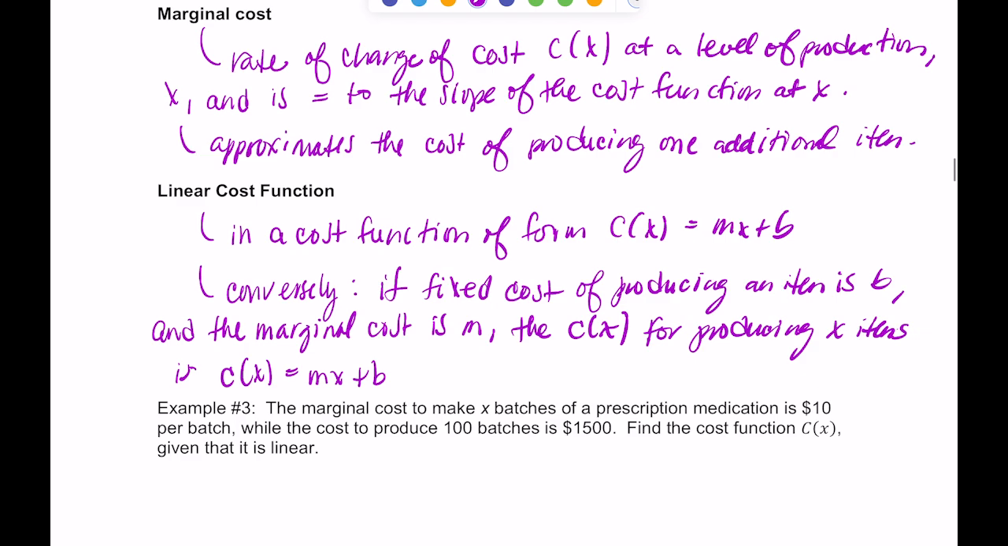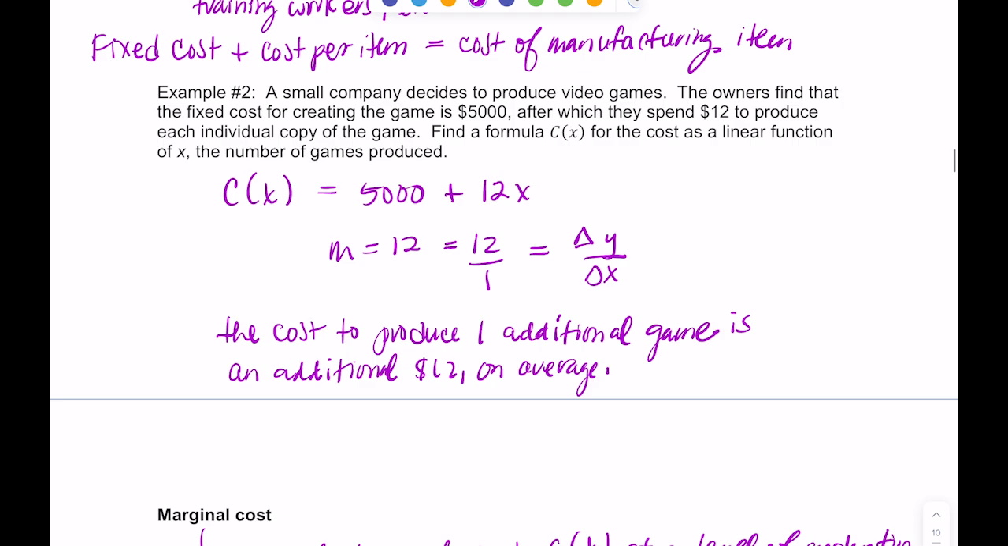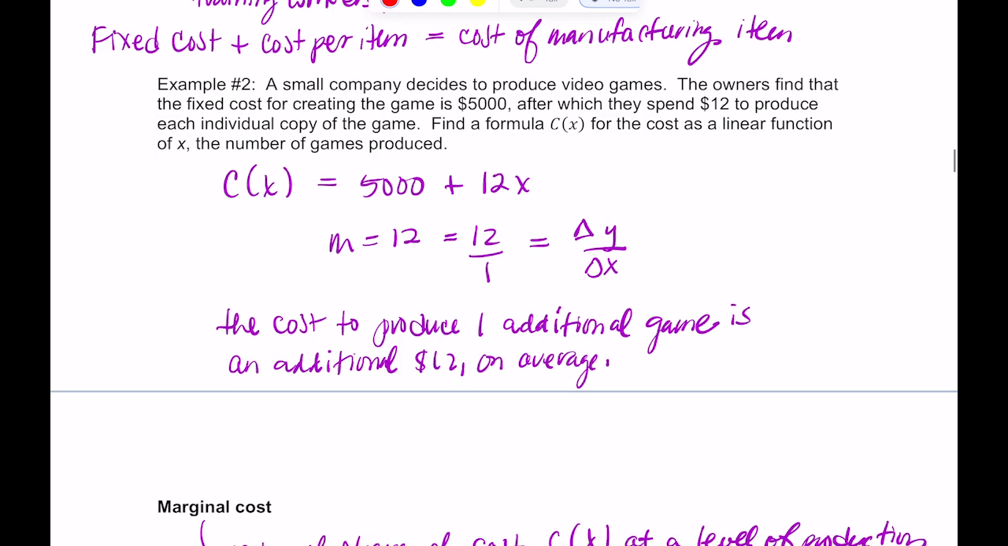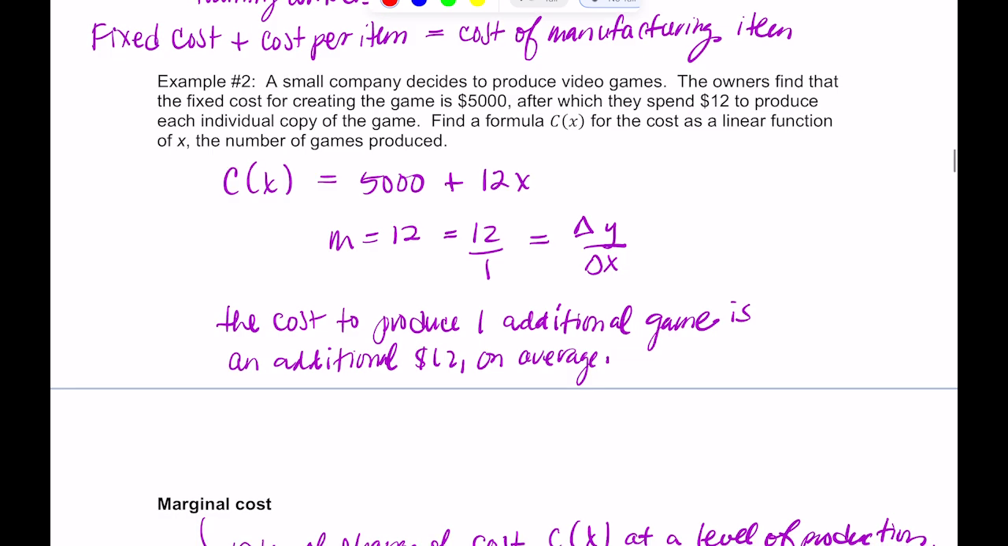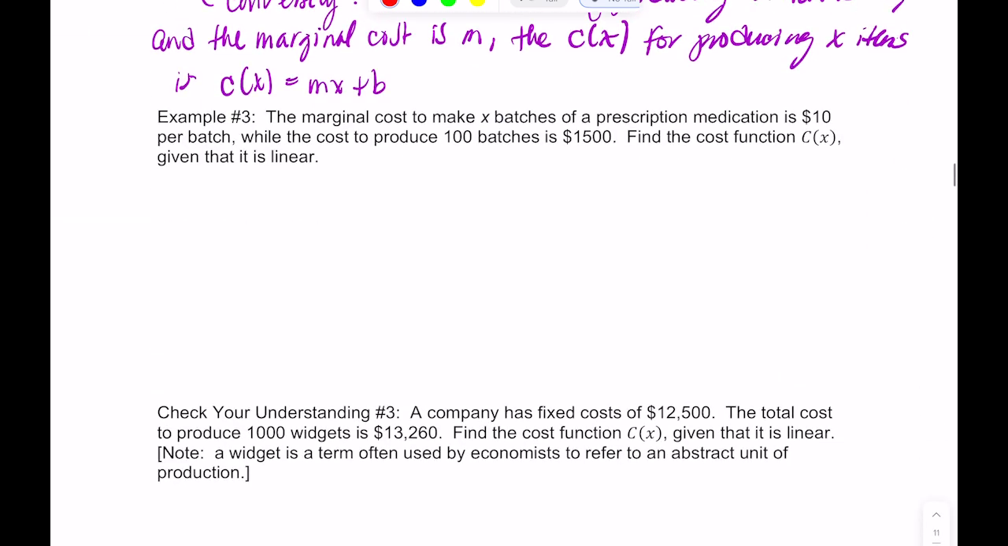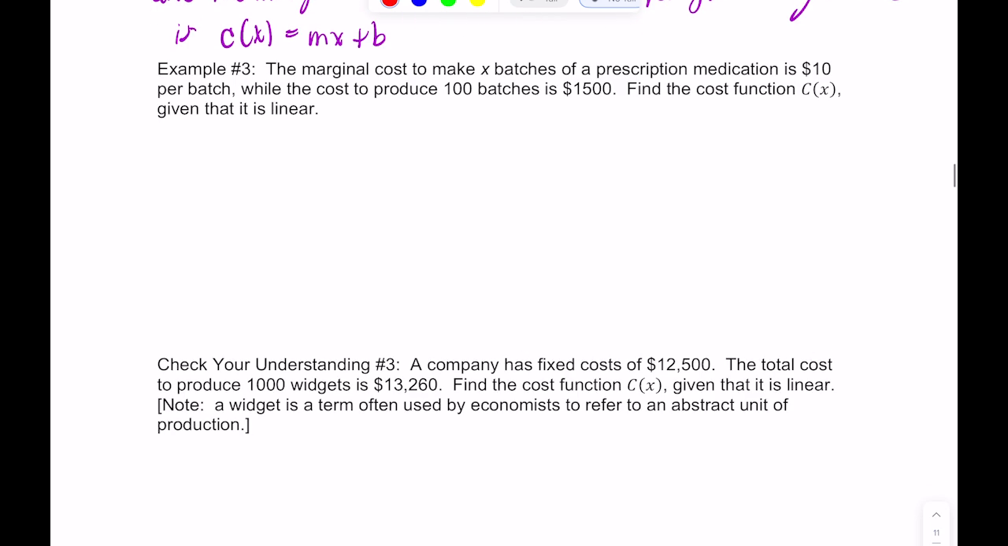Okay, so in my previous example, we know that the fixed cost was $5,000, and we know that the marginal cost is $12. That tells me that I can write that expression as a linear cost function. Let's practice finding marginal cost and also finding cost functions here.